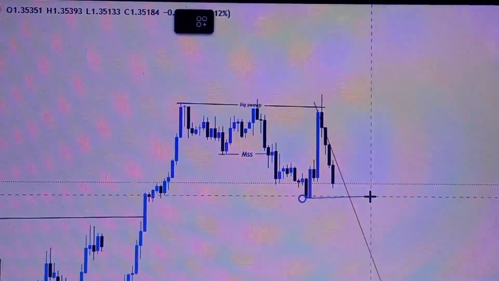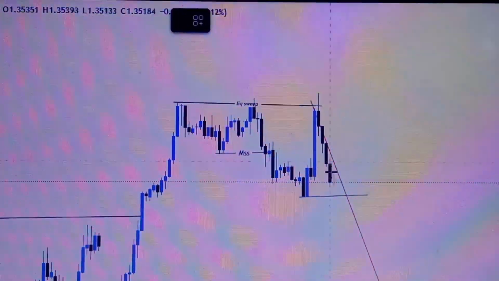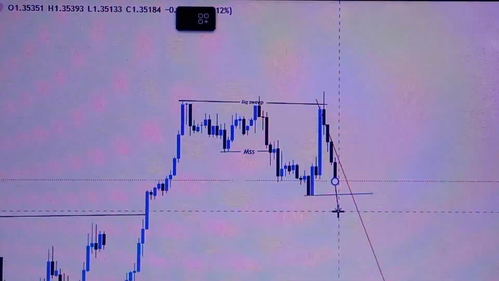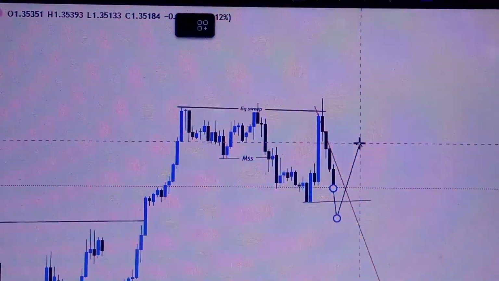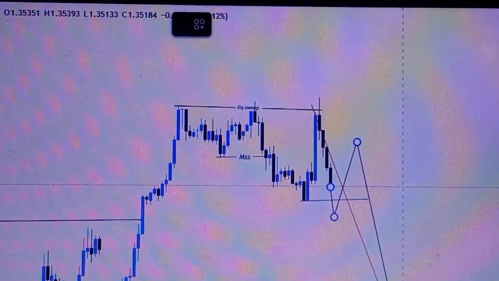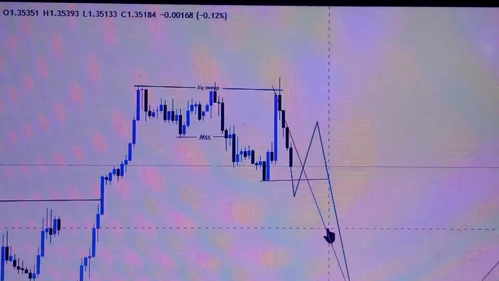So that's why I'm waiting for price. I'm waiting for price to break this low on the 15-minute time frame. If price breaks that low, I want to see a retest or a reversal to at least the 50% level, and then I will join the sell. So the 15-minute time frame will be my entry time frame. Fingers crossed.